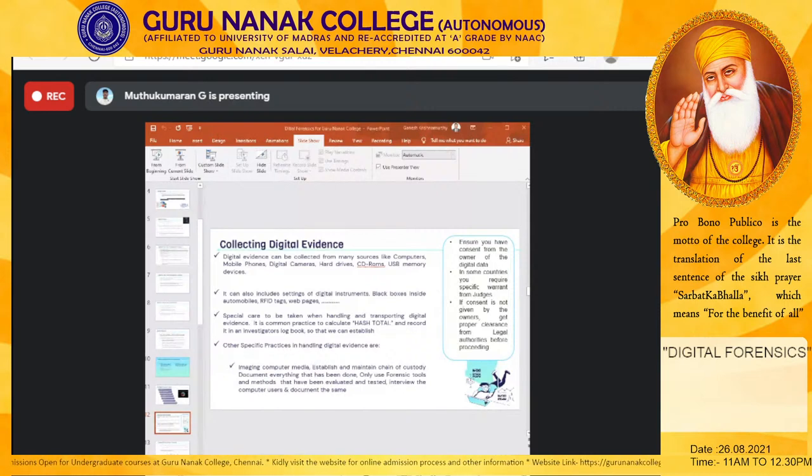We use emails to track header decoding and IP addresses. The IP address can be both dynamic or static.